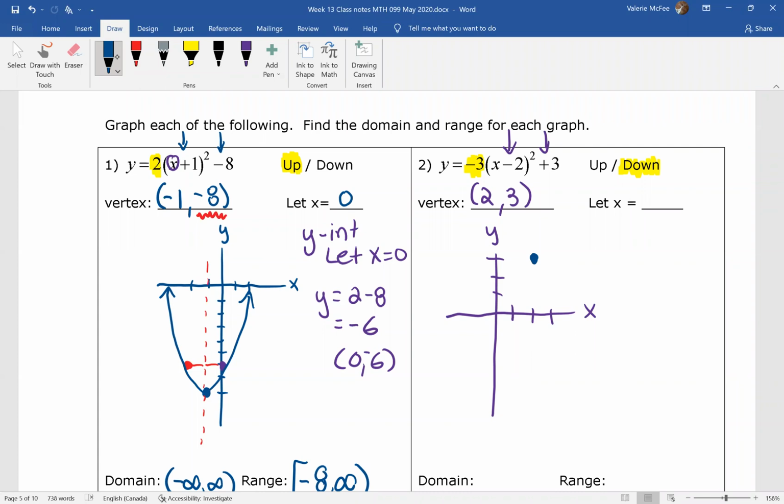We could find our y-intercept again, or I said we like a point close to the vertex. Why don't we try x equals 1? So we have -3, 1 minus 2 is -1, -1 squared is +1. -3 plus 3 gives us 0. So when x is 1, y is 0. Again, we have that axis of symmetry. There's a point 1 away in this direction. We're going to have a point 1 away in the other direction.